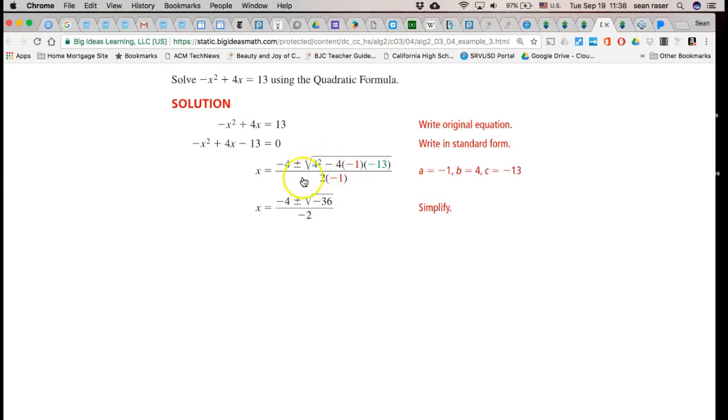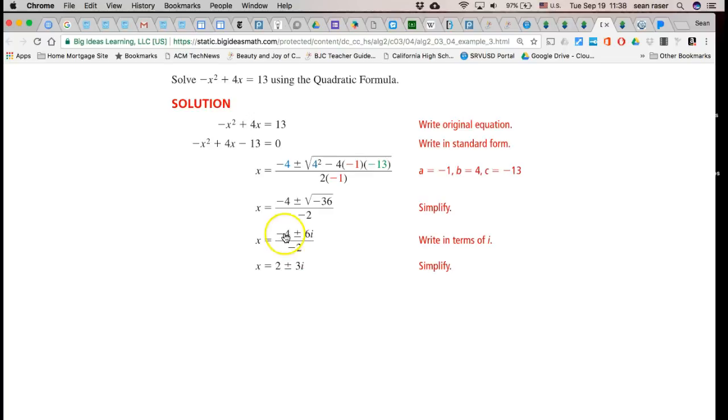So now we simplify our radical. We have negative 4 plus or minus root negative 36 over negative 2. Now, you always want to simplify your answers, and we just learned in this chapter how to simplify a radical that has a negative underneath it. So we would go ahead and simplify root negative 36 into 6i. So this becomes negative 4 plus or minus 6i all over negative 2.